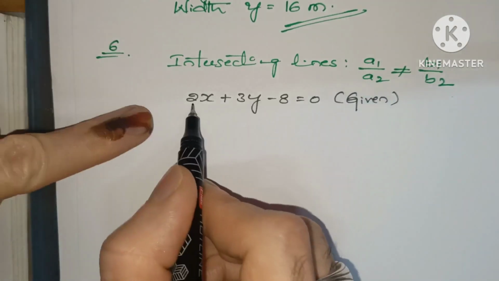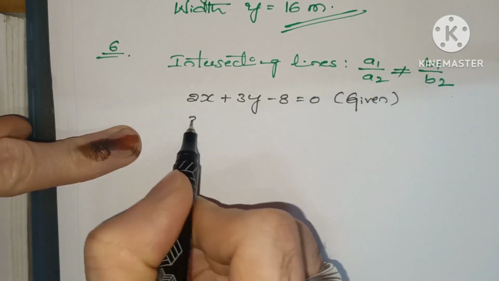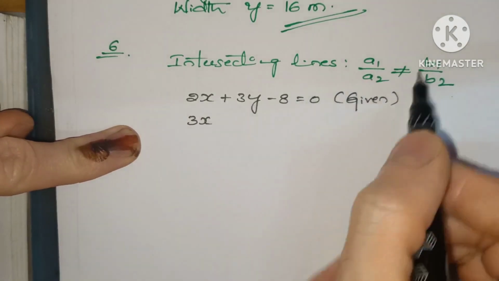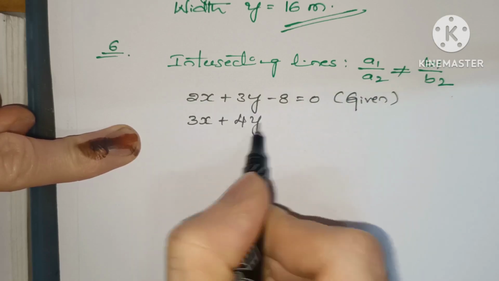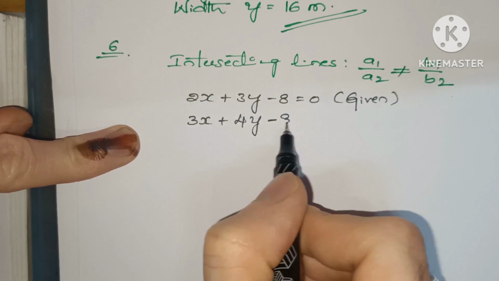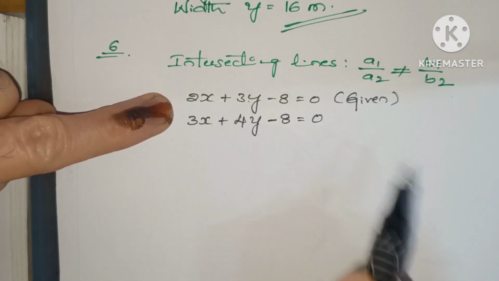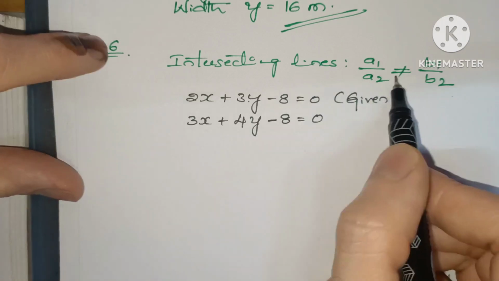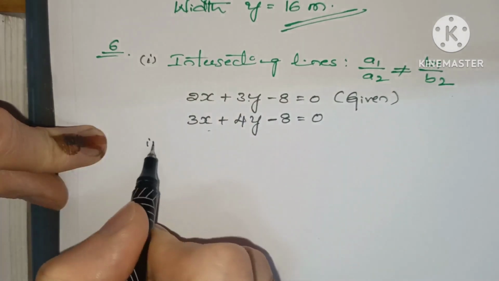See, a1 by a2 should not be equal to b1 by b2, so we can choose any number. Now let me write 3x. And here b1 is 3. Now let me choose any other number, 4y. Okay, 4y minus 8 is equal to 0. See, a1 by a2 is not equal to b1 by b2. Now the condition is satisfied. So the second equation we have found.